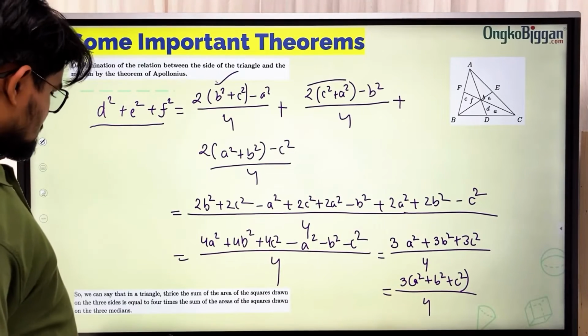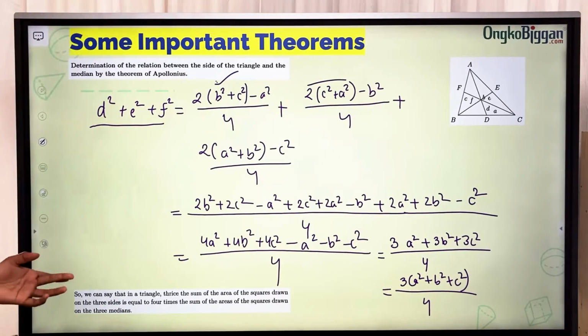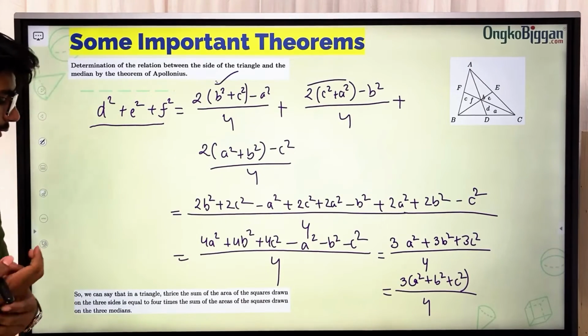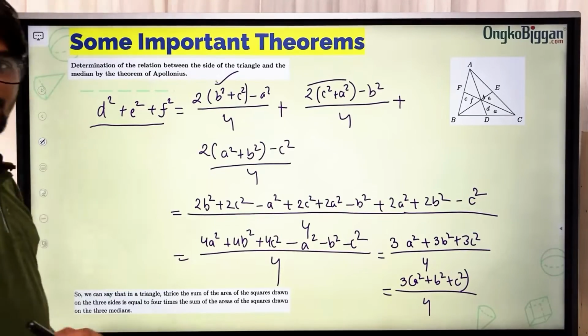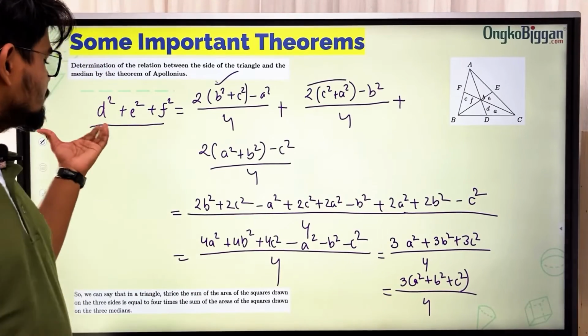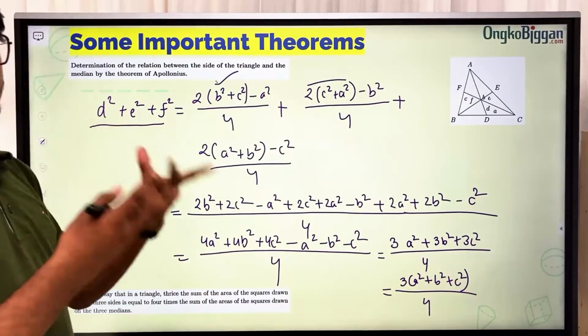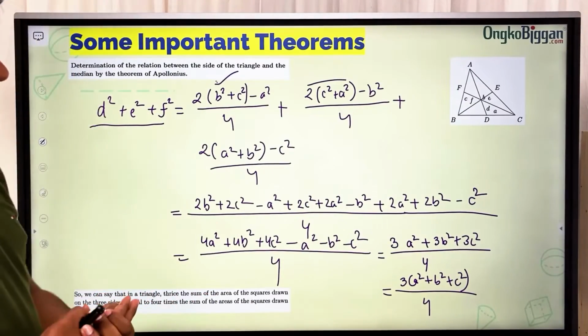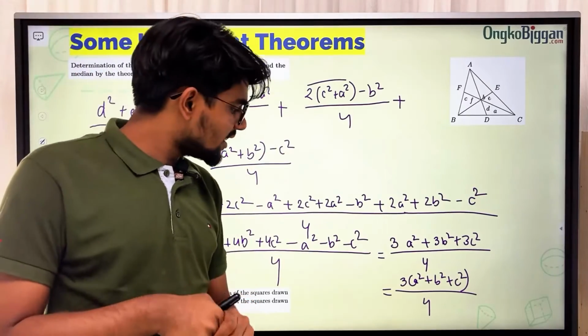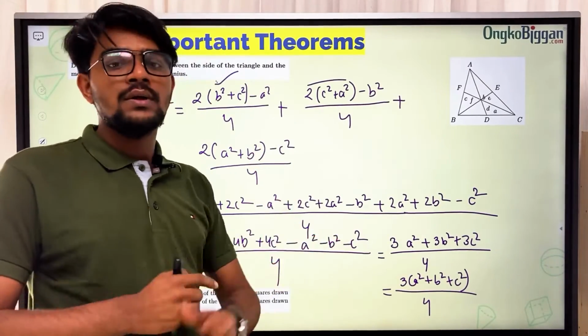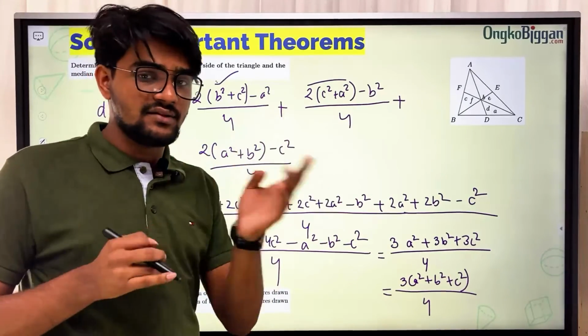And so we can say that in a triangle, thrice the sum of the areas of the squares drawn on the three sides is equal to, okay, not gonna read that. Basically what I told was the summation of squares on the medians, so d square plus e square plus f square is basically equal to 3 by 4 into a square plus b square plus c square, that is 3 by 4 into the summation of squares on the lengths of the sides.